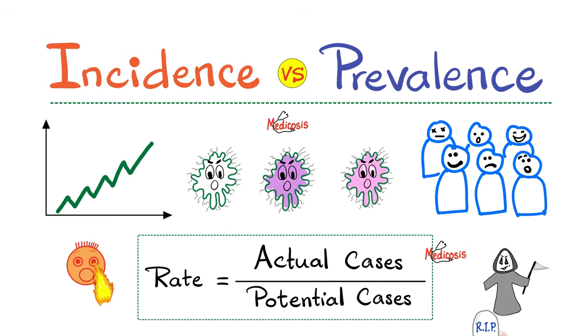In previous videos, we talked about sensitivity versus specificity, positive predictive value versus negative predictive value, positive likelihood ratio versus negative likelihood ratio, reliability versus validity, consistency versus accuracy, absolute risk reduction versus relative risk reduction, number needed to treat versus number needed to harm. Today, it's time to talk about incidence versus prevalence, new cases versus all of the cases.